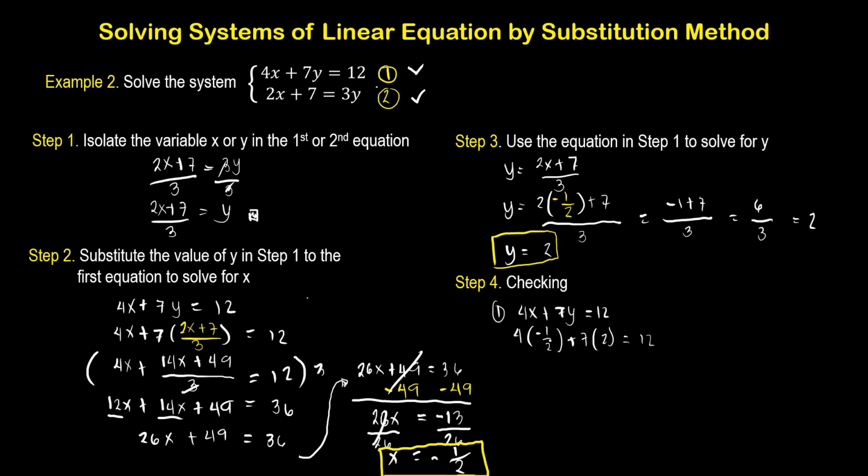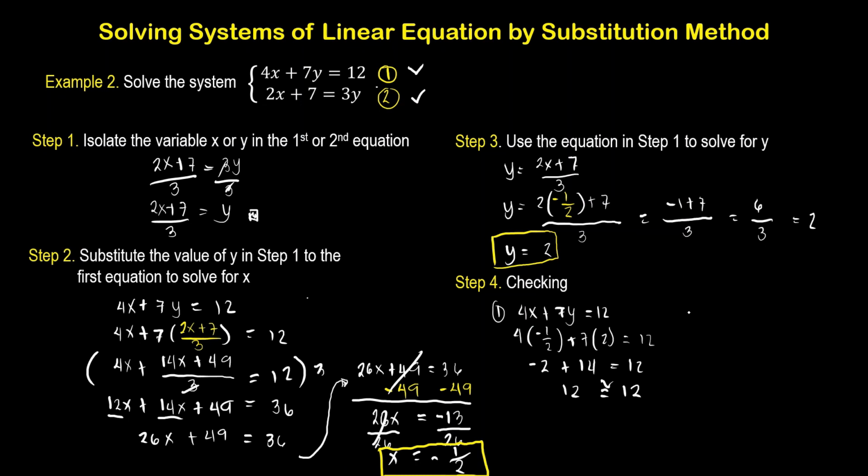So, here, 4 times negative 1/2 is just equal to negative 2. Then plus 7 times 2 is equal to 14. So, makikita natin na negative 2 plus 14 is just equal to 12, which is equal to the right side, which is also 12. So, therefore, it satisfies the first equation.